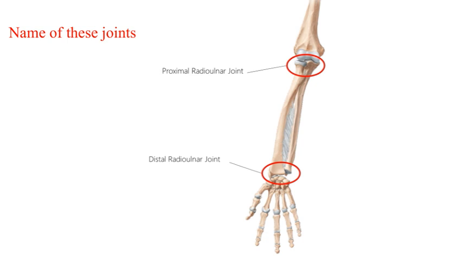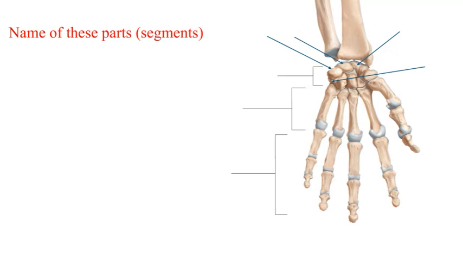Recognizing their names allows us to better grasp how the musculoskeletal system works as a whole, which is essential for both understanding injuries and designing effective treatments. So, as we go through the different types, keep in mind how each one contributes to our overall mobility and strength. Now, let's take a closer look at these parts, or segments, and understand their significance.